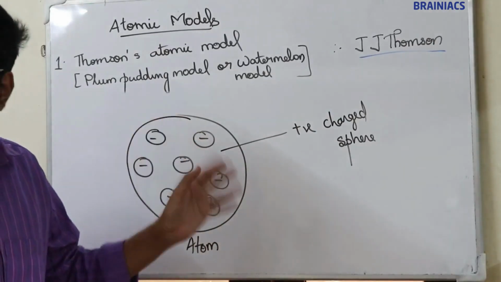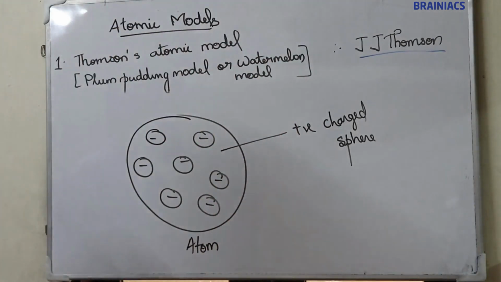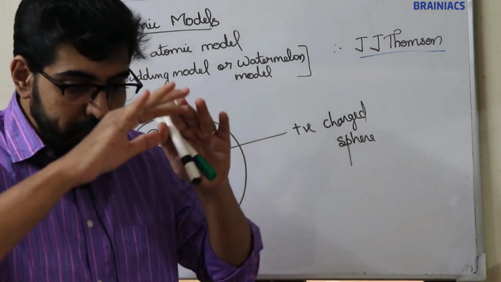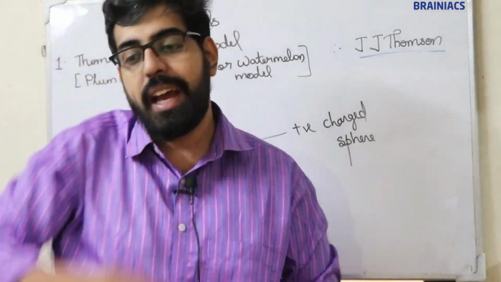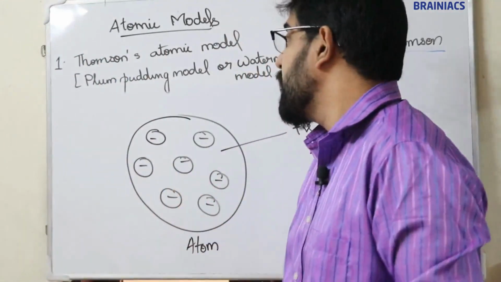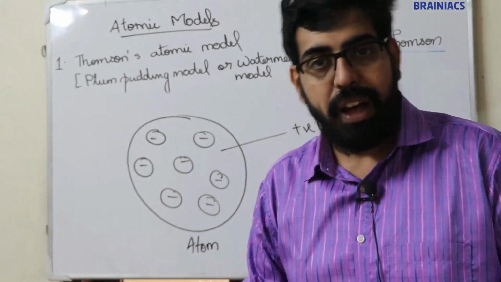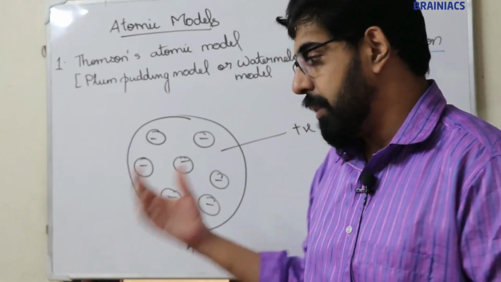This is the plum pudding model, watermelon model, or Thomson's atomic model, proposed by J.J. Thomson. According to this model, the atom is a positively charged sphere in which electrons are embedded to make the atom neutral. The main problem is that this model cannot explain even the basic stability of the atom.